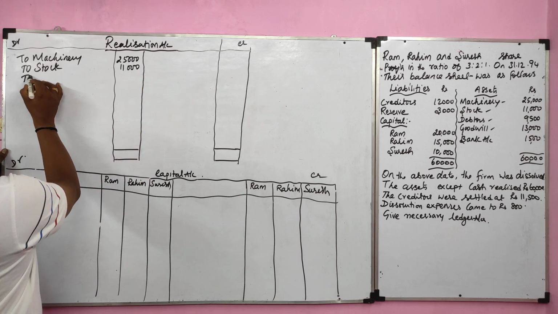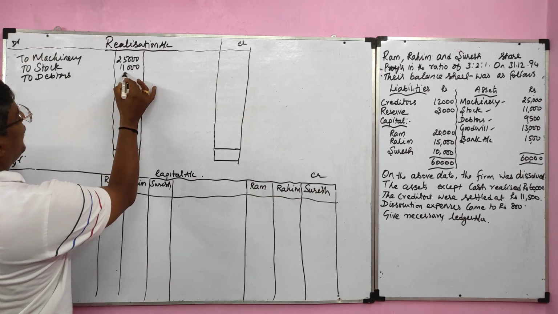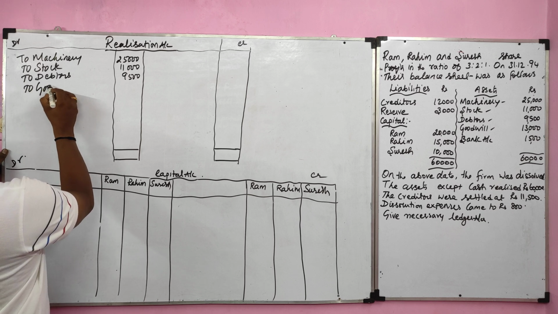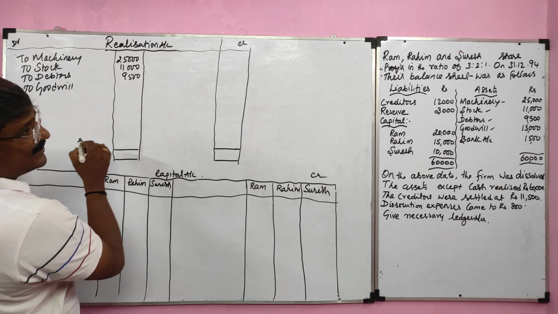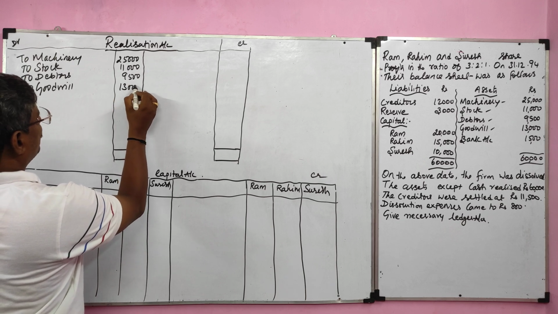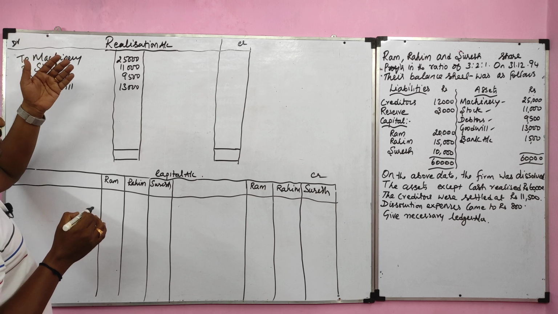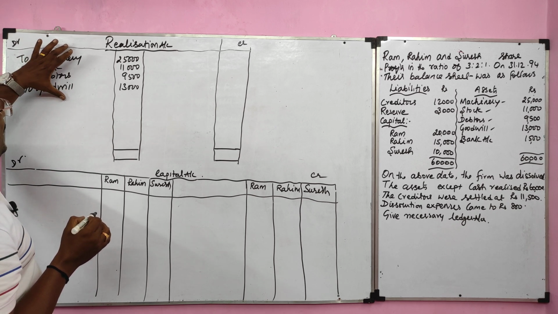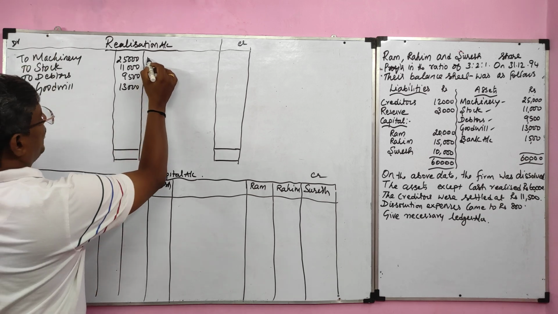Then debtors, book value 9,500. Then goodwill, which should not be transferred to the capital account but to the realization account. Its value is 13,000. So the first entry: all assets should be transferred to the realization account except cash. Then we have to realize these assets by bank.